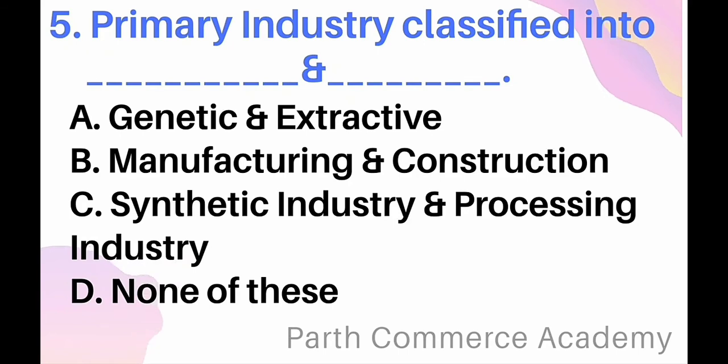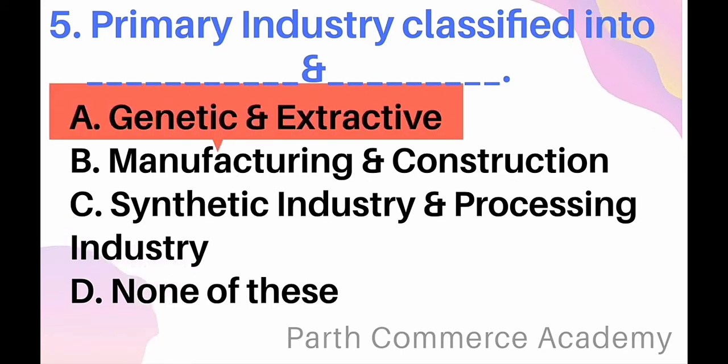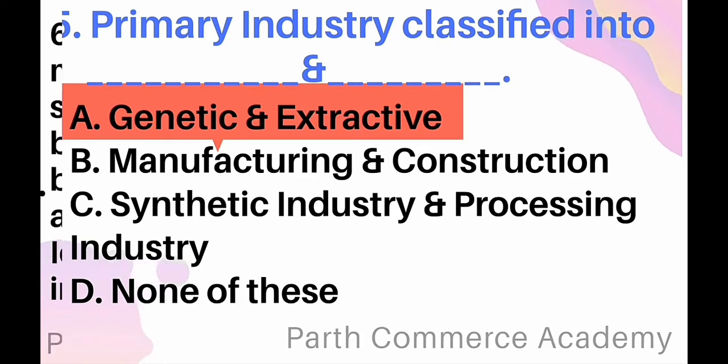Next question is, primary industries are classified into dash and dash. Genetic industry and extractive, manufacturing and construction, synthetic industry and processing industry. In primary we know that only two things are there, genetic and extractive. So the correct answer is option A, genetic and extractive.